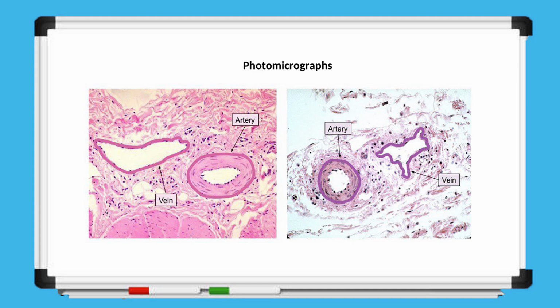The key differences are most apparent when comparing wall thickness and lumen shape. Arteries have a much thicker wall relative to their lumen size, while veins have thin walls. Additionally, the artery's lumen is round and well-defined, whereas the vein's lumen is larger, irregular, and sometimes flattened. These features make it possible to distinguish arteries from veins in photomicrographs.